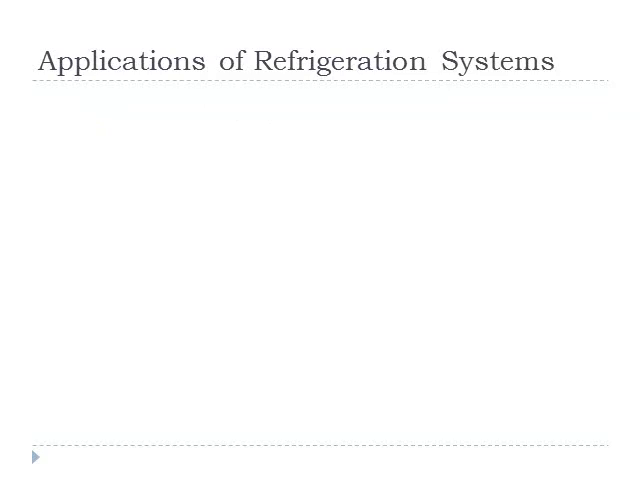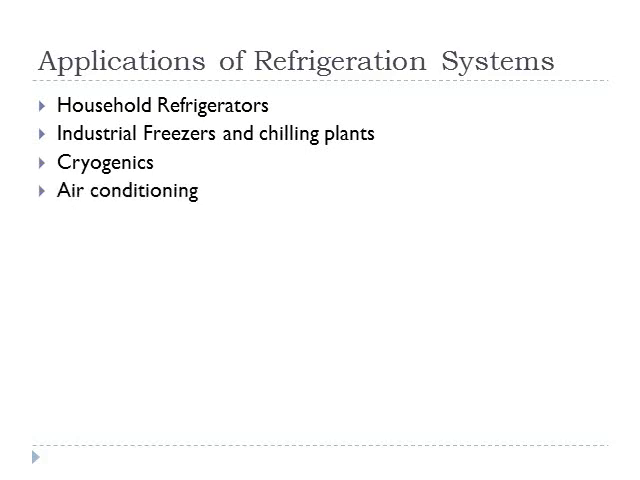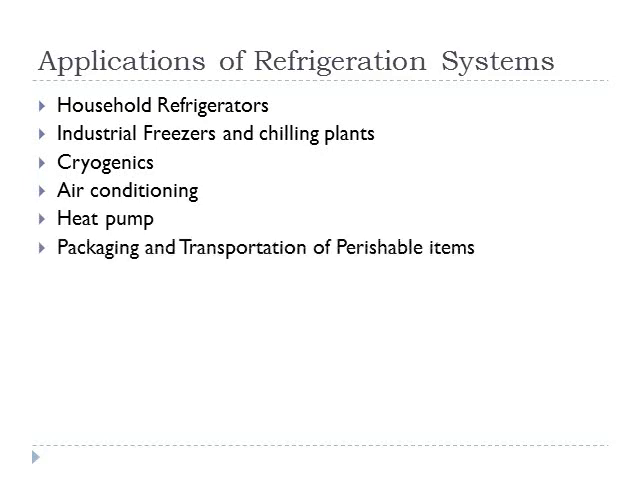Applications of refrigeration systems. Refrigeration systems are used for household refrigerators, for industrial freezers and chilling plants. They are also used in cryogenic industries, for air conditioning purposes in industries as well as in households. It is also used for heat pump applications. For packaging and transportation of perishable items, refrigeration systems are also used.